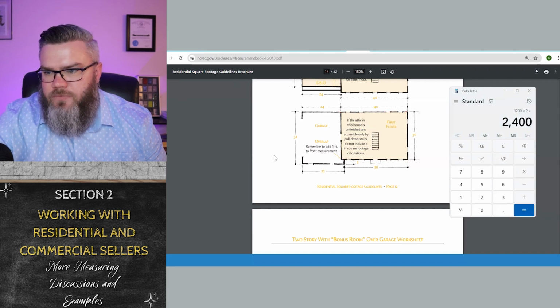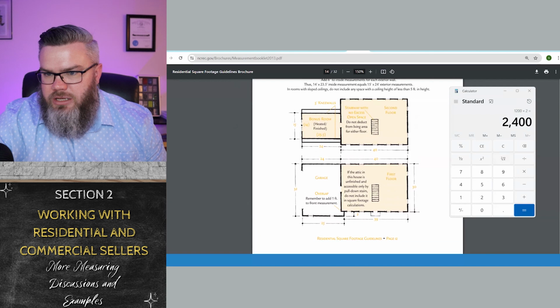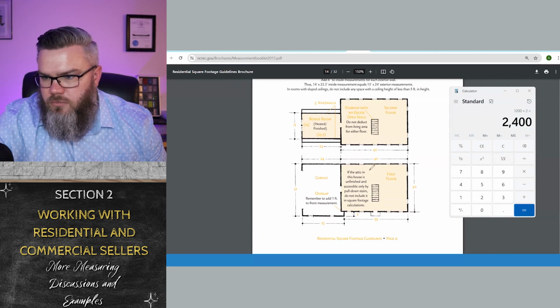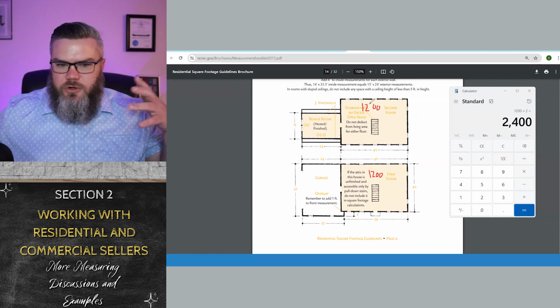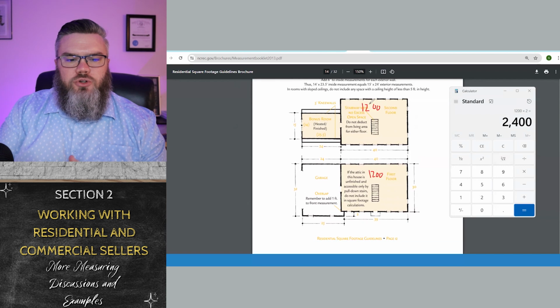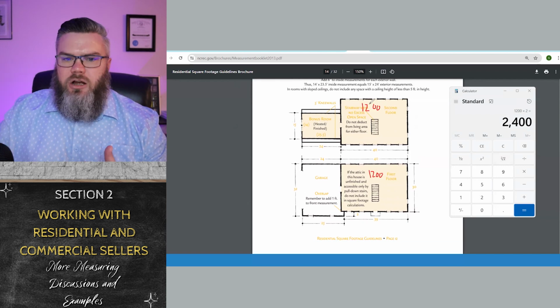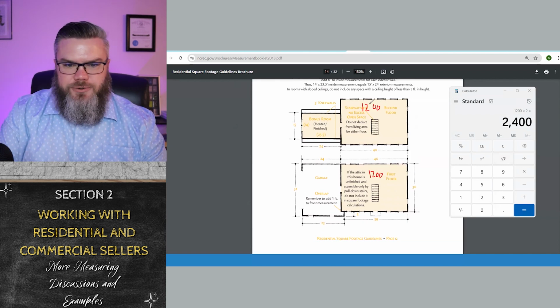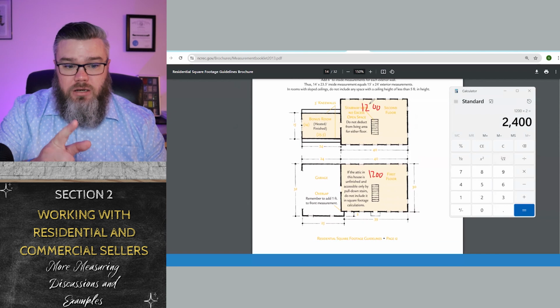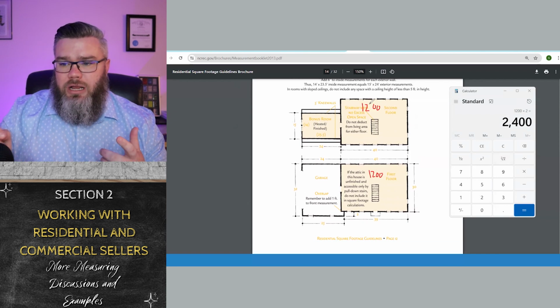Now let me zoom up here. So that means this is 1,200. This is also 1,200 because there's no differentiation on the first floor or the second floor. And I told you in a true 2-story, stairs count on both floors. I don't need to do anything with the stairs. But there is this living area in this room.